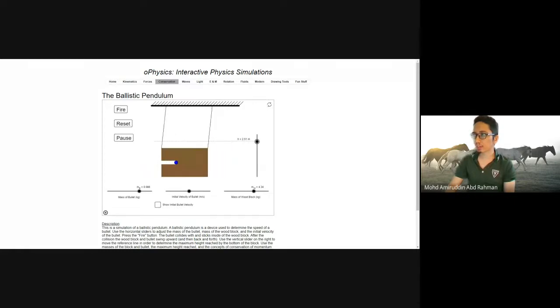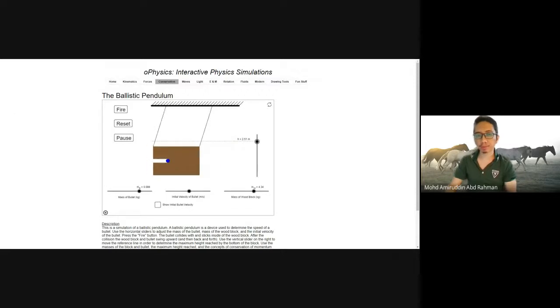Then you need to estimate the initial velocity of the bullet. So what is the initial velocity of the bullet? You need to think what kind of equation is related. Refer back to the notes and also the textbook, the concept of momentum.